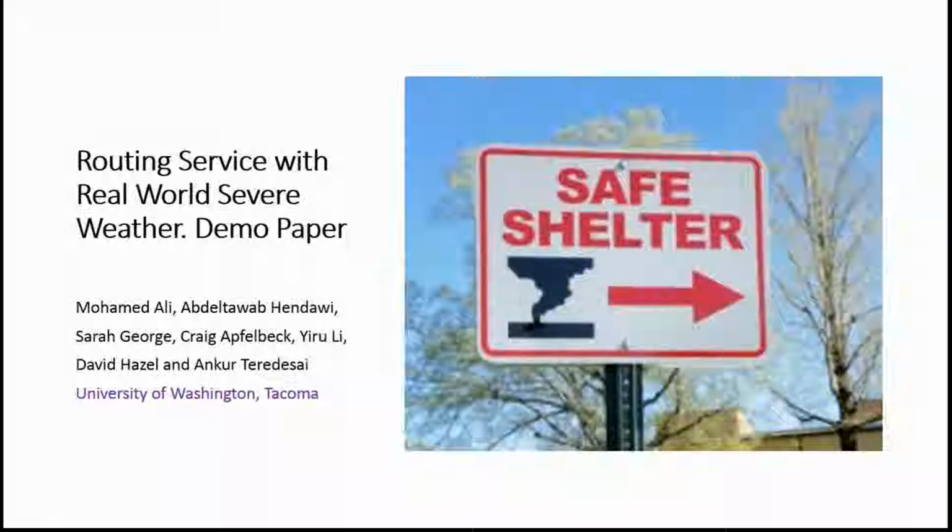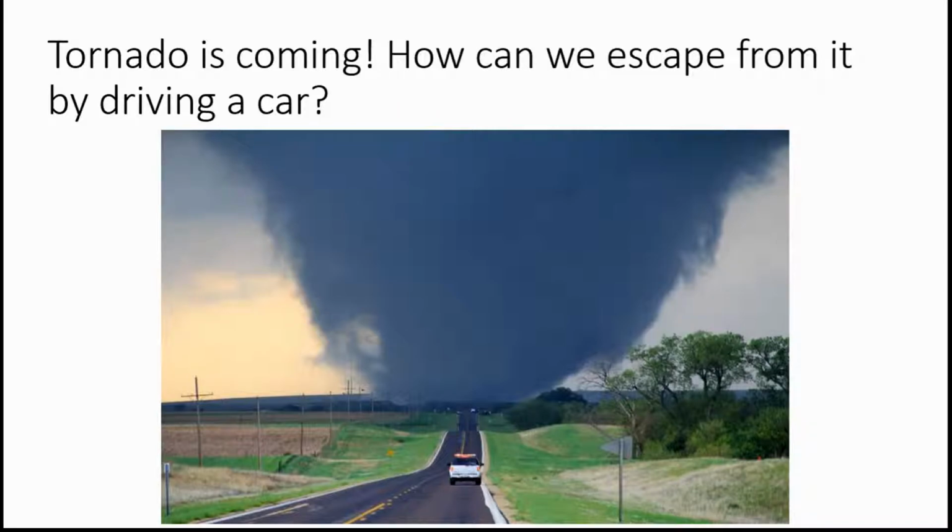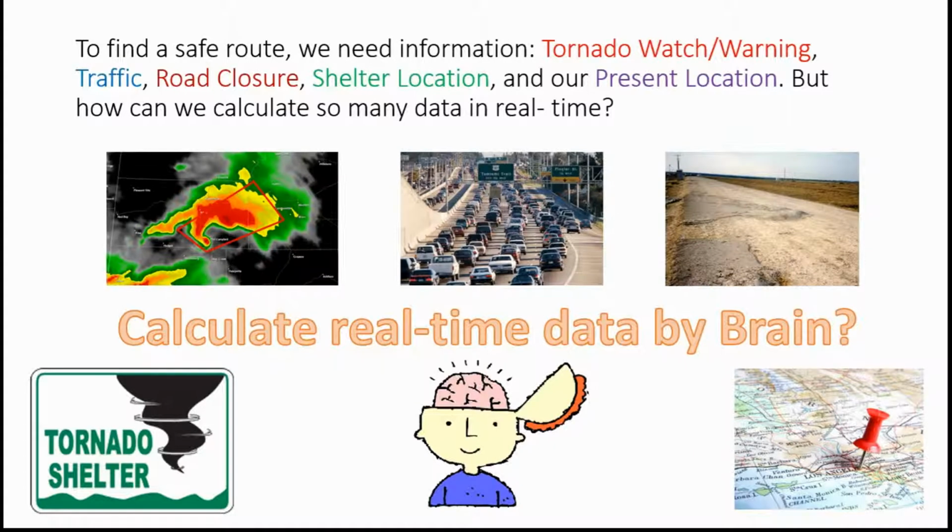This is our project. Our problem: a tornado is coming. How do we escape from it, especially if we're in a car, one of the most dangerous places to be during a tornado? To find this safe route away, we need information: the tornado watch and warning, traffic, any road closures, shelter locations, and of course, our present location. How do we calculate all this data in real time?